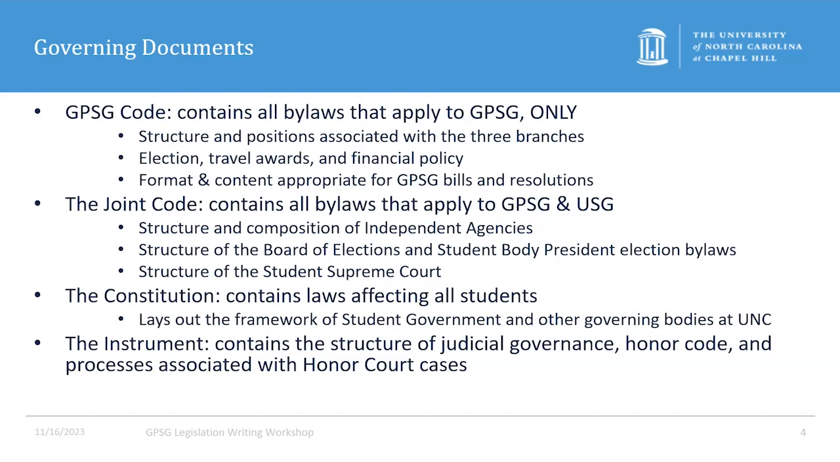A good example could be the structure of our Board of Elections. The Board of Elections is the group that runs our elections. Well, they run elections for everybody, and we don't want them to be biased one way or the other, so it's a separate agency. And so that's why we need that joint code, to manage those types of things.